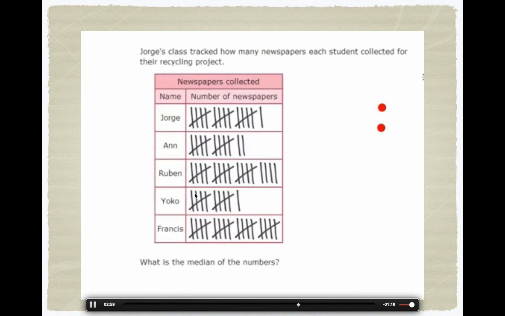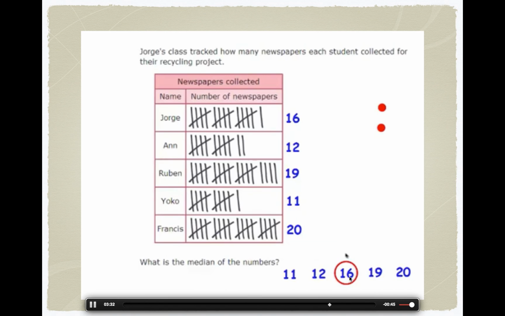Now, let's look at this tally mark. What is the median of the numbers? What we need to do is write the values next to these. So we need some numbers here. First thing, we will count these, and we get 16, 12, 19, 11, and 20. So what is the median? Now we need to arrange these from smallest to biggest. And the median is the number in the middle, which is 16.